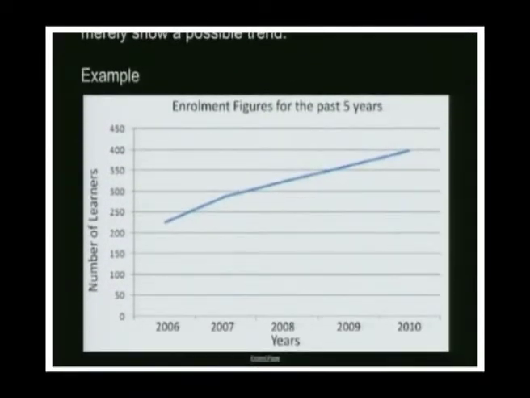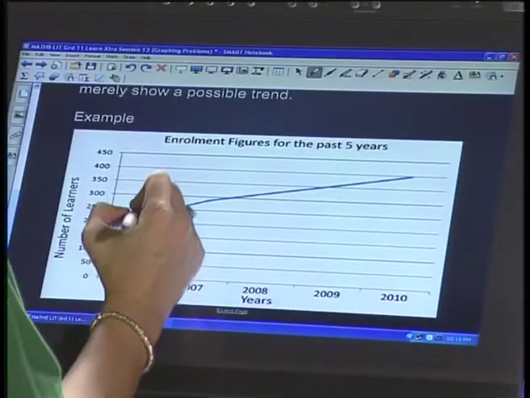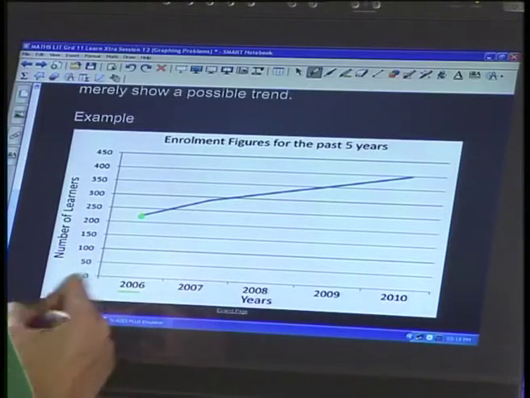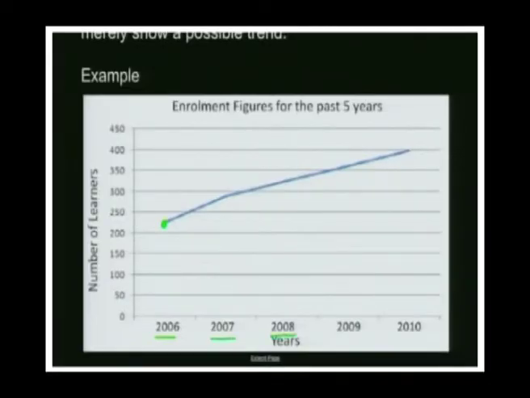Let's have a look at an example. Over here we're looking at enrollment figures for the past 5 years. Perhaps it's the enrollment into schools? I think so. Over here it shows what has happened in 2006, 2007, 2008, 2009, and 2010. As you can see, they haven't done it here, but each point is plotted and the points are joined to show a trend. The trend in this case is an increasing trend. The line is going up to show that every year more and more people enroll.